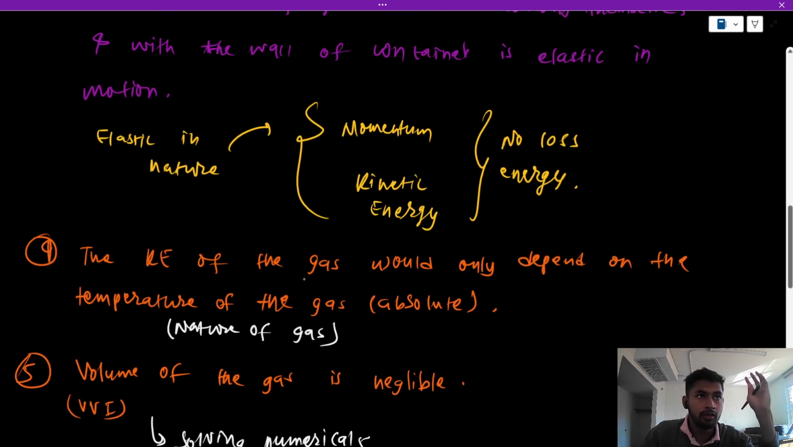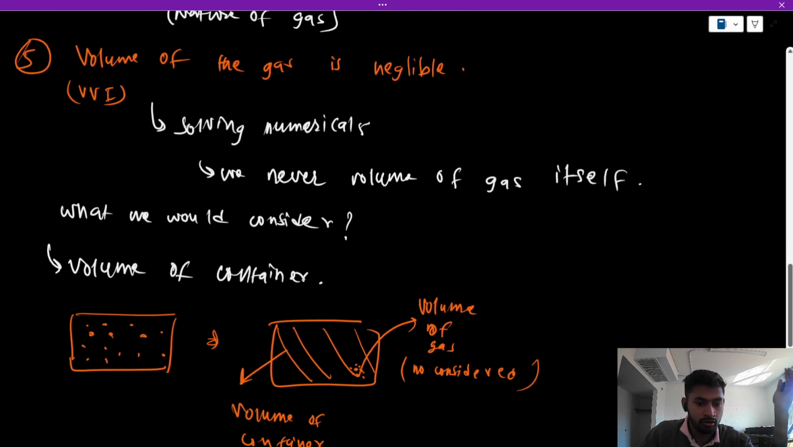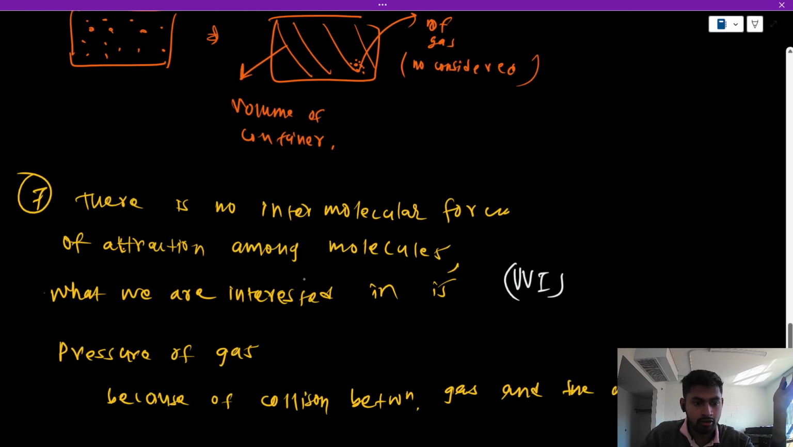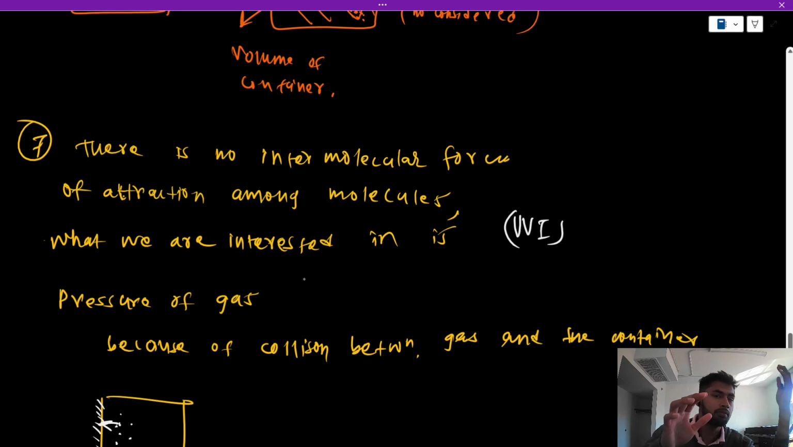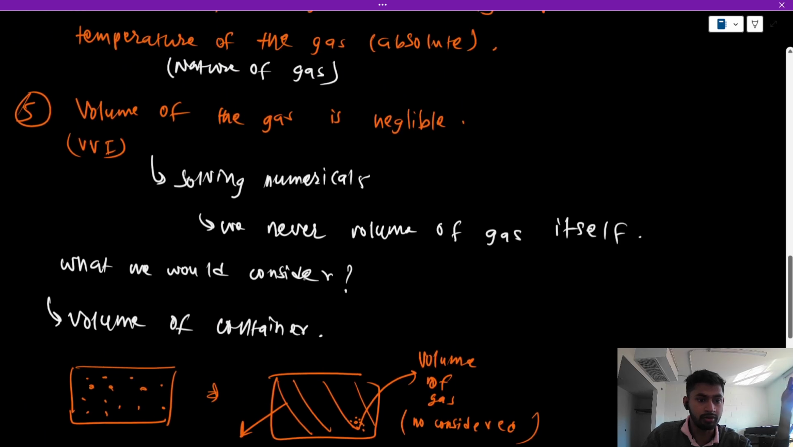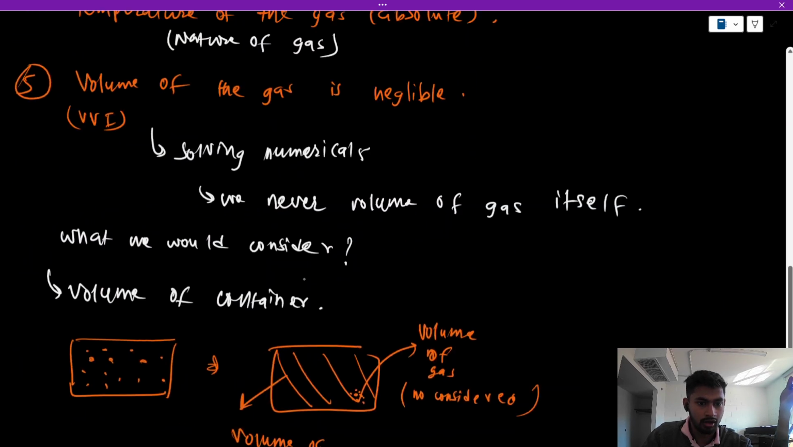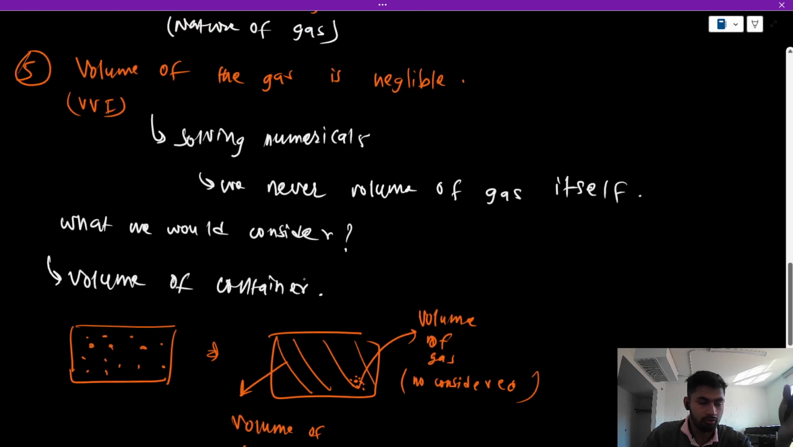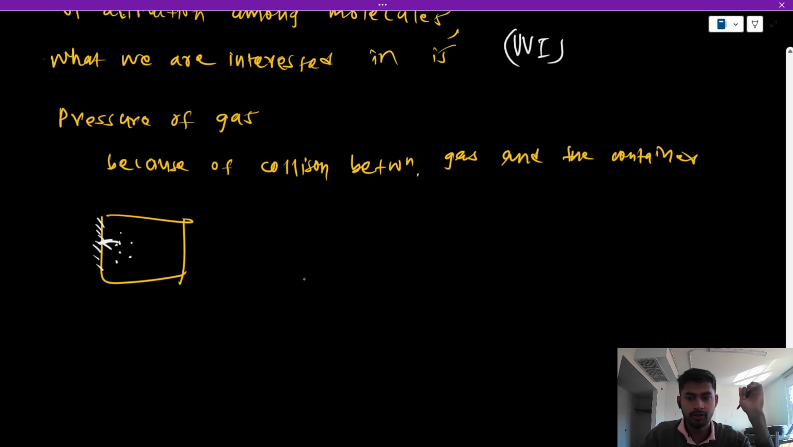So these are the important postulates or assumptions that have to be taken into consideration if we are solving an ideal gas problem. In real gas problems, number 5 and number 7 are what make the difference.